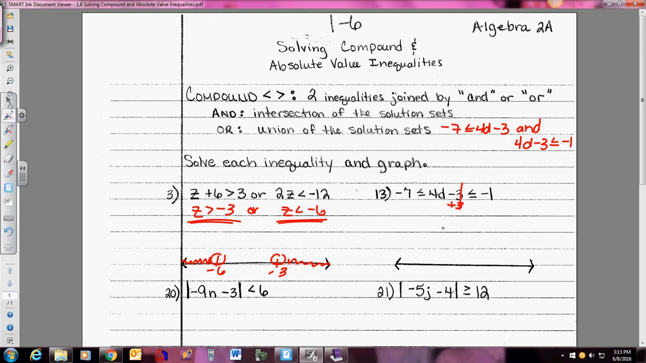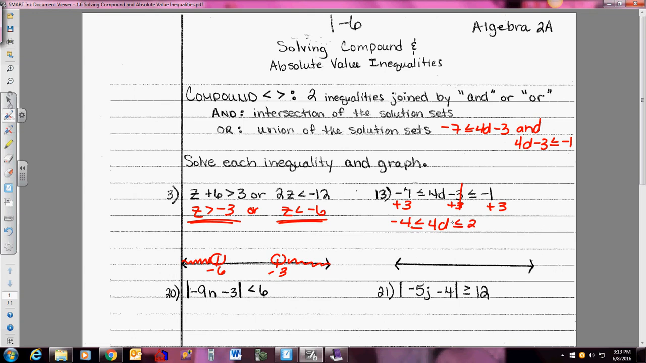Well, what you do to one side of an inequality, you have to do to the other side. Well, here we have two other sides, right? So I have to add 3 here and here. So what's -7 plus 3? -4, still less than or equal to 4d, this eliminated, less than or equal to whatever -1 plus 3 is. Well, that's a 2. So not that bad, right?